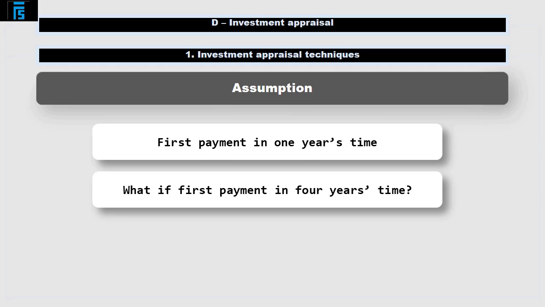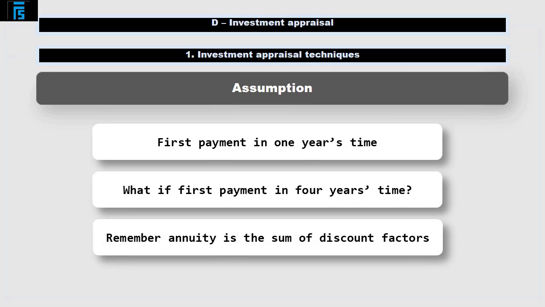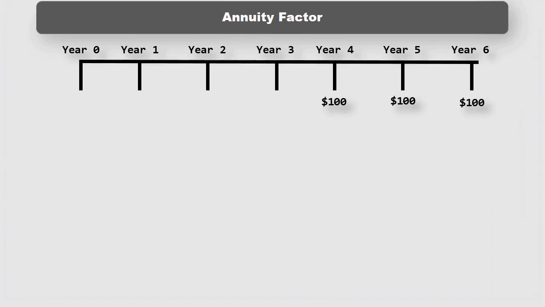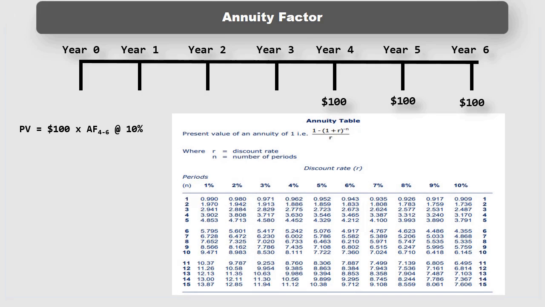This doesn't mean, however, the tables can't be used, so long as you remember that an annuity factor is simply the sum of the individual discount factors. Suppose then that our 3-year $100 annuity starts in 4 years' time. The present value will be $100 times annuity factor from years 4 to 6 at 10%, where the annuity factor from years 4 to 6 at 10% is the 3-year annuity factor starting in 4 years' time. We can calculate the annuity factor as follows. We take the 6-year annuity factor off tables at 10%.